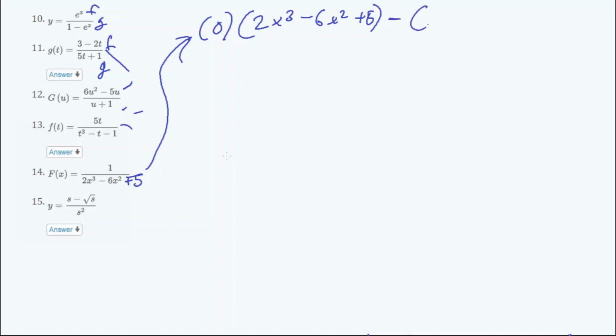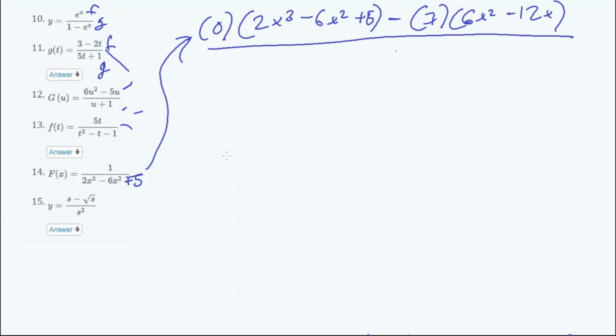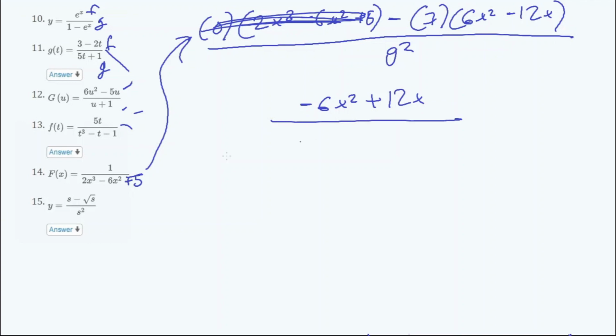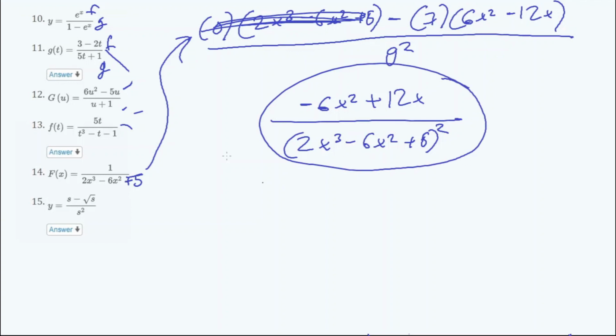And then we have minus f, which is going to be 1 times g prime, which is going to be 6x squared minus 12x. And then on the bottom, we're going to write g squared. And if we multiply it out, all of this kind of becomes 0. So we're just left with negative 6x squared plus 12x. And that's going to be over 2x cubed minus 6x squared plus 5. And that's going to be all squared, but we don't need to multiply it out. So that's going to be our derivative. And now we move on to number 15.